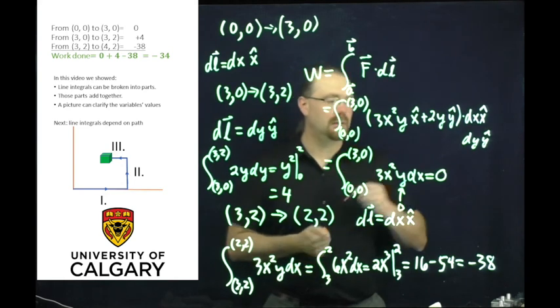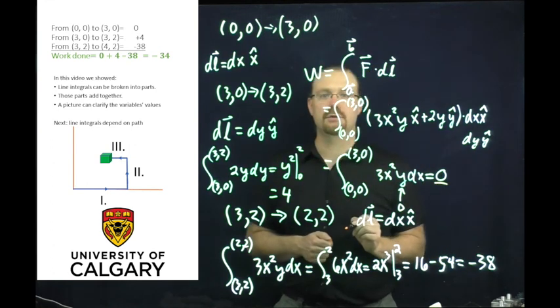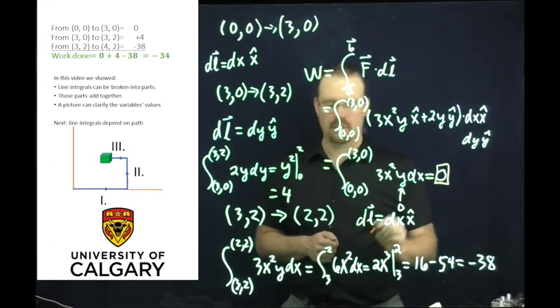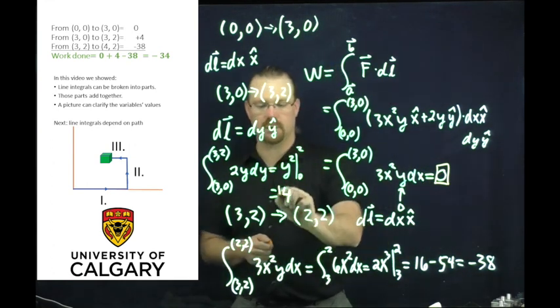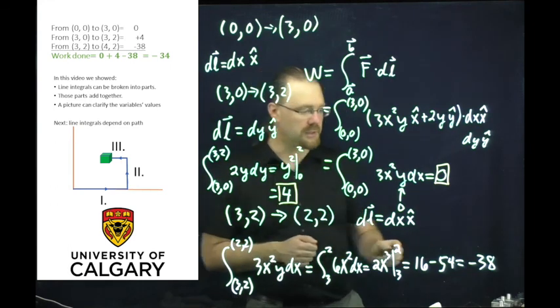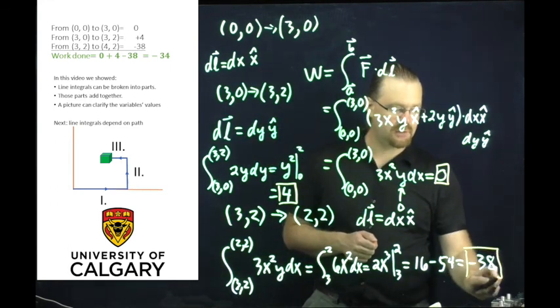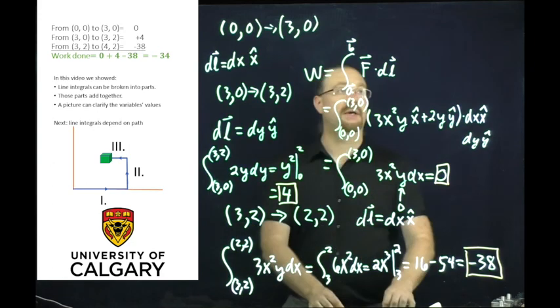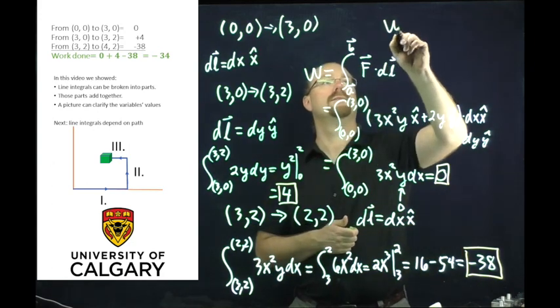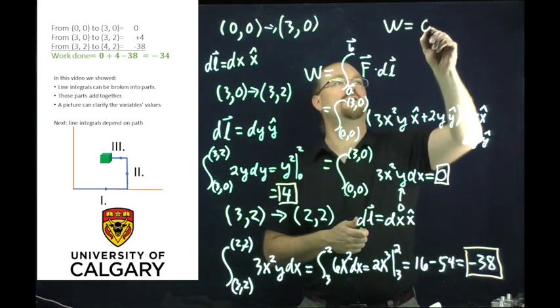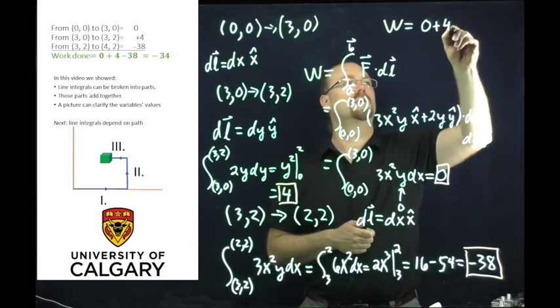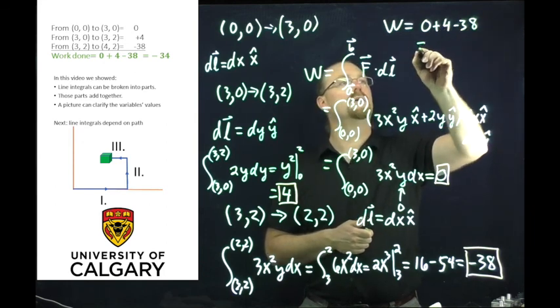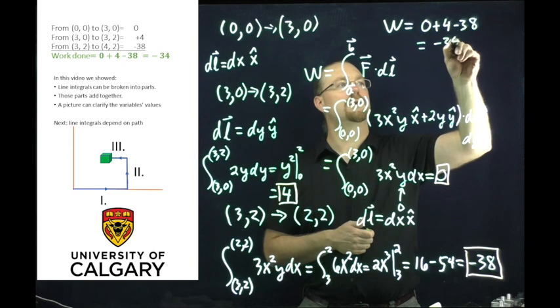When we integrated, we saw the first was 0, and the second piece was 4, and the third piece was minus 38. Our work along the entire path is going to be equal to 0 plus 4 minus 38. So the work is equal to minus 34.